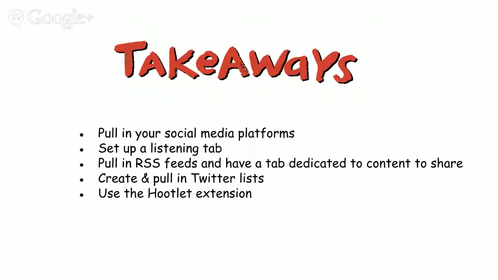That is my favourite feature. Pull in all those blog feeds, saves you having to trawl the web, going from blog to blog to blog, finding different URLs and posting them. And then create and pull in your Twitter lists, again cutting out all that noise. And then use the Hootlet extension, which is fantastic. So as you're surfing the web and you see a blog you think is relevant or you like, you can then just share it straight away without having to go back and forth all the time to your Twitter account and Hootsuite.